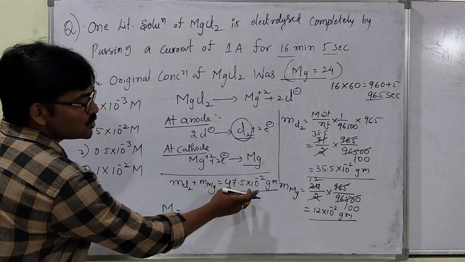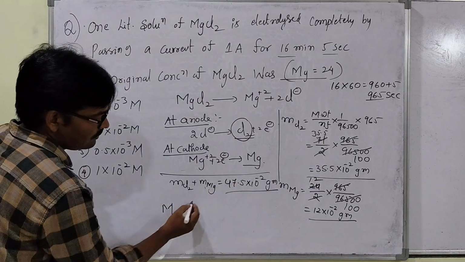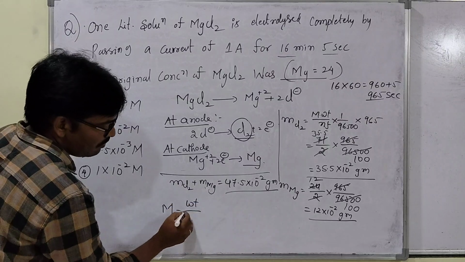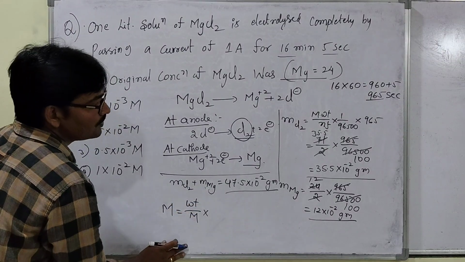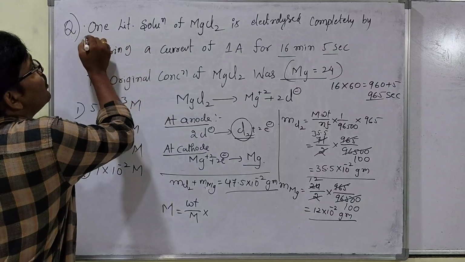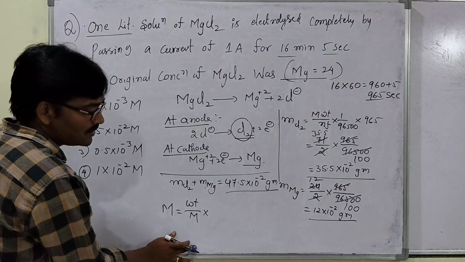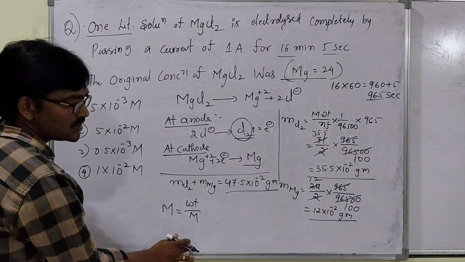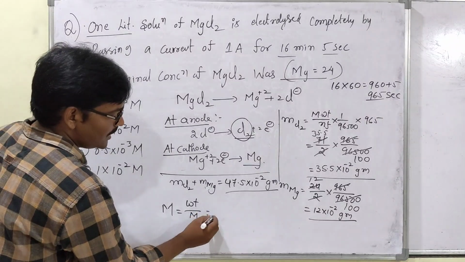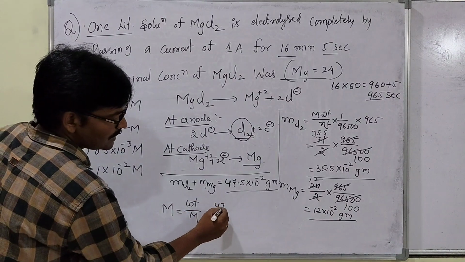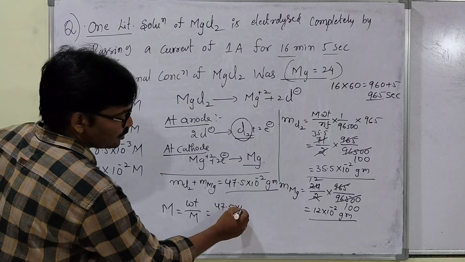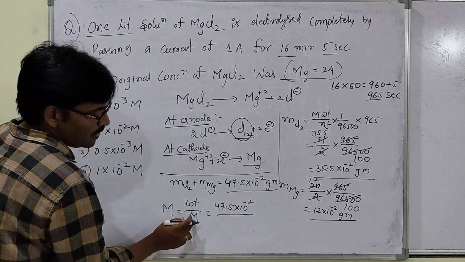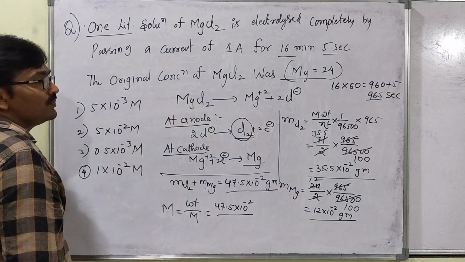So molarity equals given weight divided by molecular weight, into 1 liter. For 1 liter, you take 1 by 1. If you get the moles, then for 1 liter you can get the molarity. So how much weight is given? Then 47.5 into 10 to the power of minus 2, divided by the molecular mass of MgCl2.